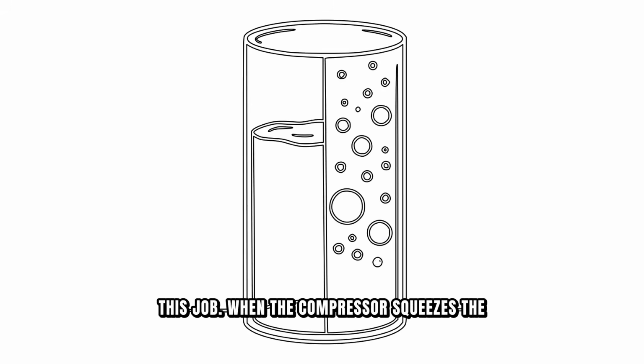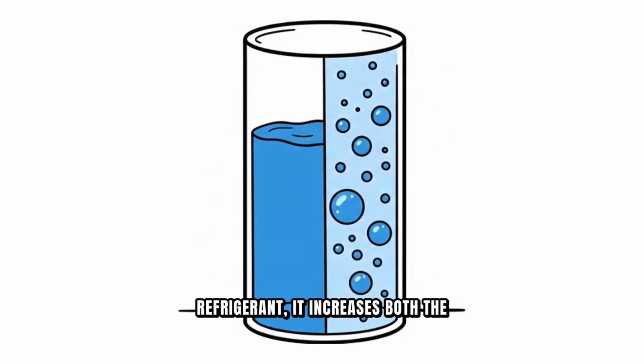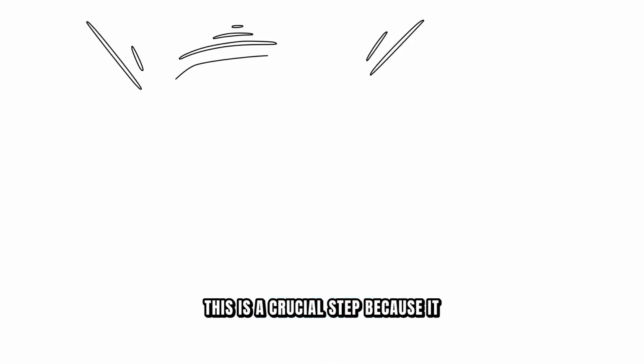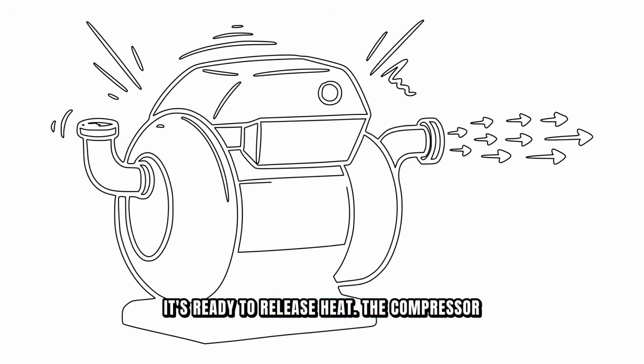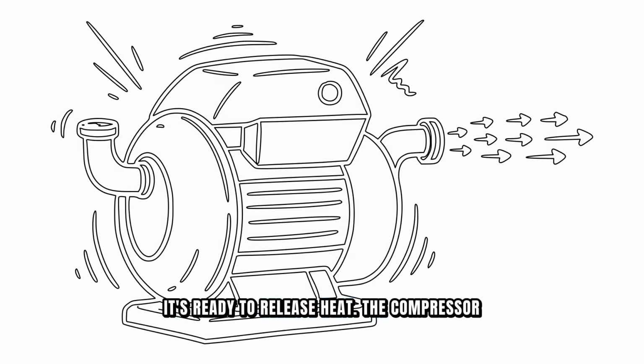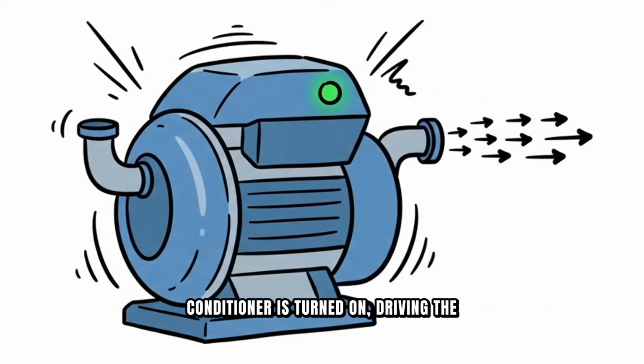When the compressor squeezes the refrigerant, it increases both the pressure and the temperature of the fluid. This is a crucial step because it forces the refrigerant into a state where it's ready to release heat. The compressor runs continuously when your air conditioner is turned on, driving the entire cycle forward.